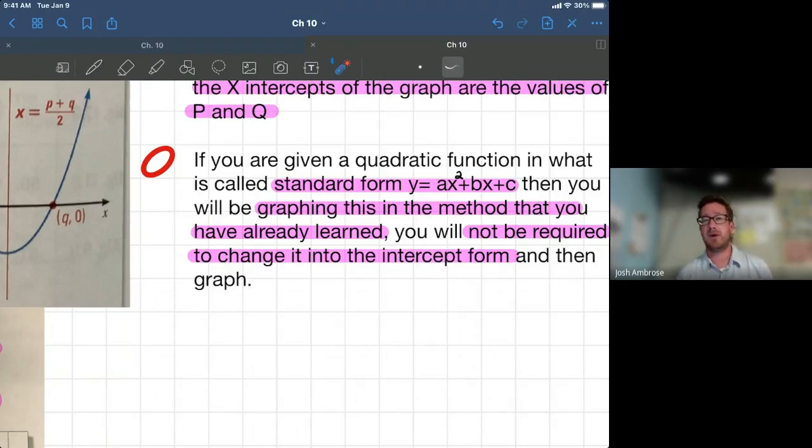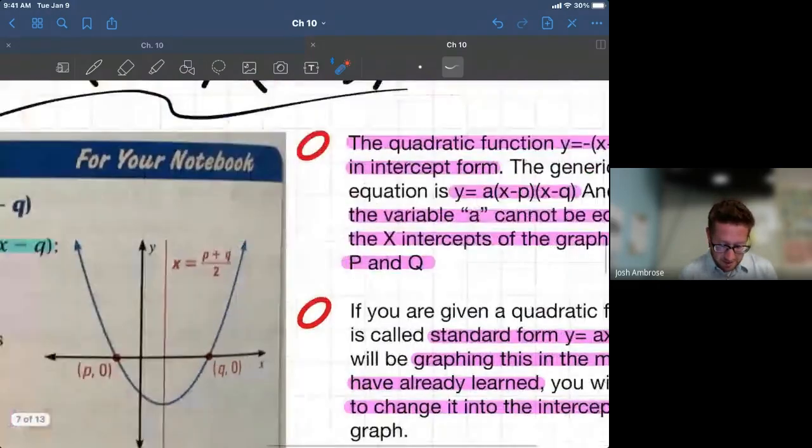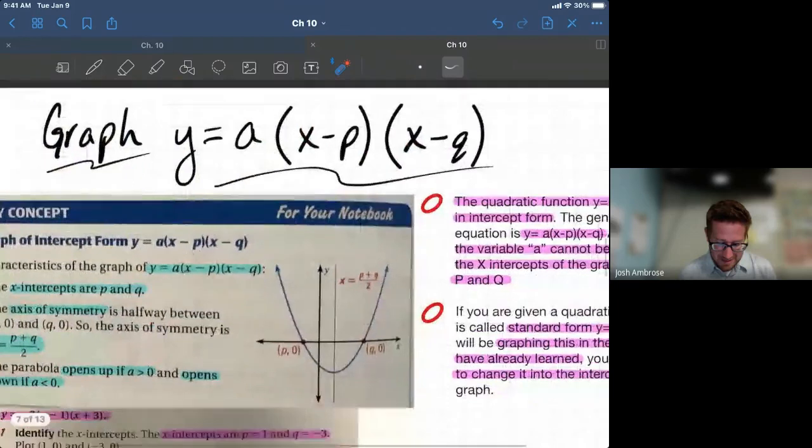And in fact, if you have problems in this assignment where they give it to you in standard format, you don't have to change it, all right? I want to make sure that you understand you've already learned how to graph these, and you are not required to change it into that intercept format, which is what tonight's format is called, okay? So let's get back into just some of the basics about tonight, all right? This is the intercept format.